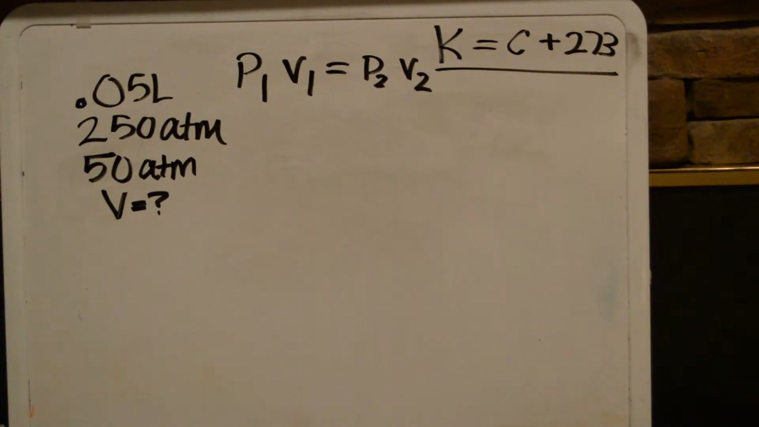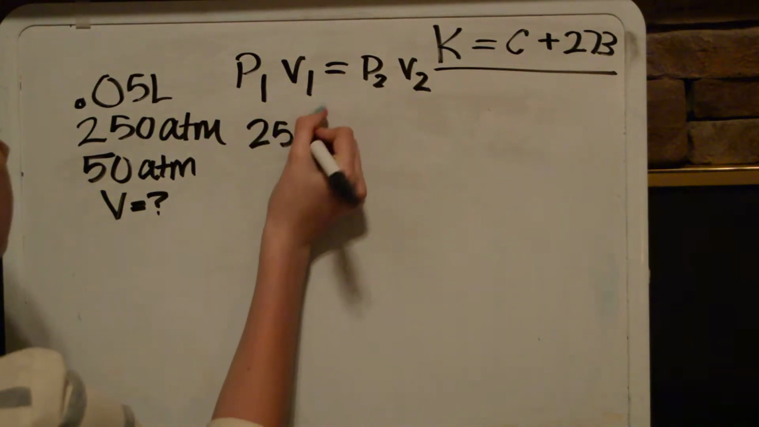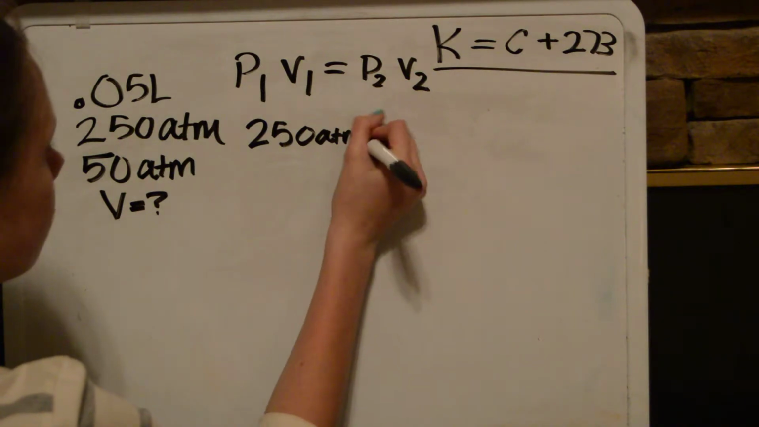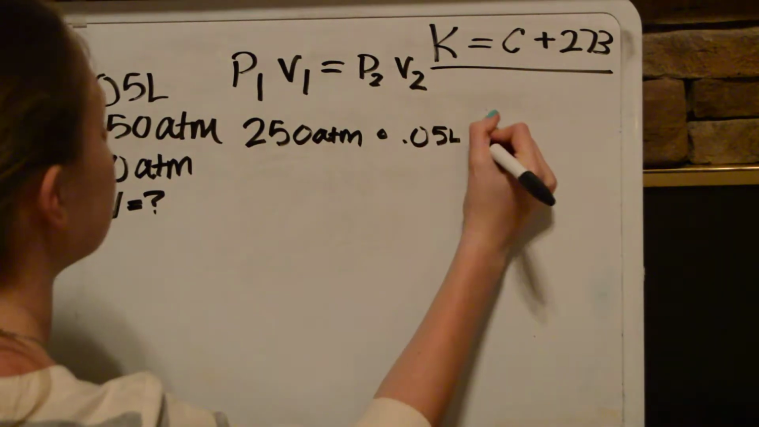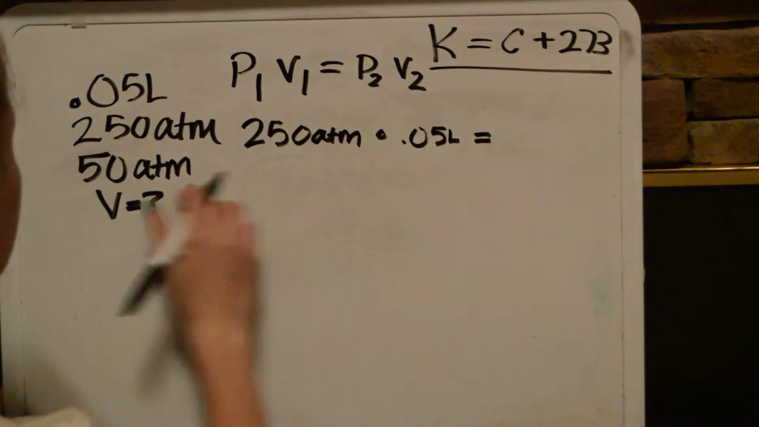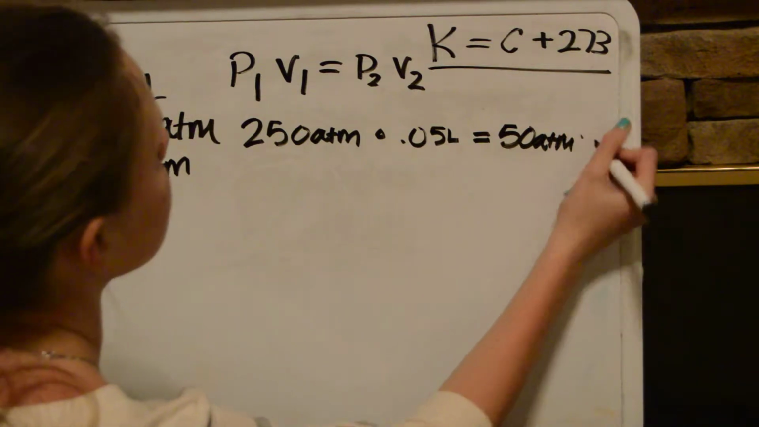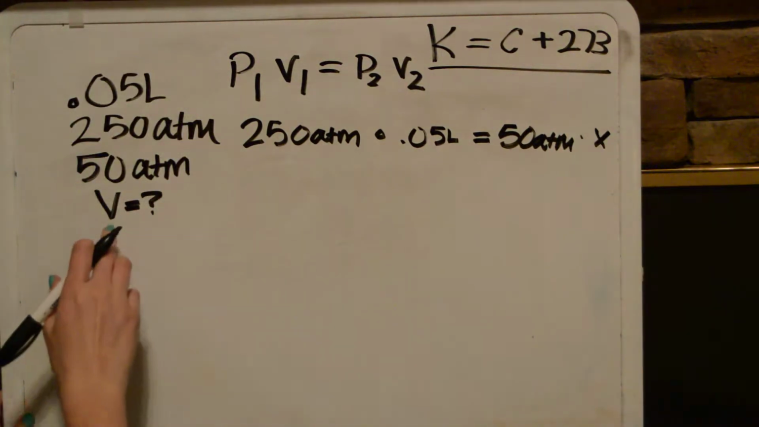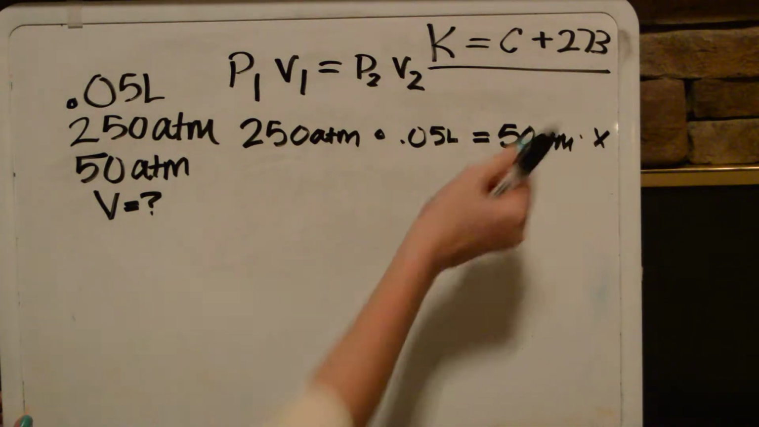So I'm just going to write down my units and the stuff that has been given to me in the problem, and we're going to write it down in the equation. So 250 atm times 0.05 liters equals P2, right over here, 50 atm times X. That's V2. That's what we're looking for. So how do we solve this problem? We need to isolate X.